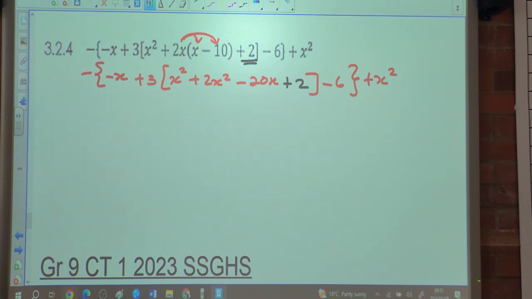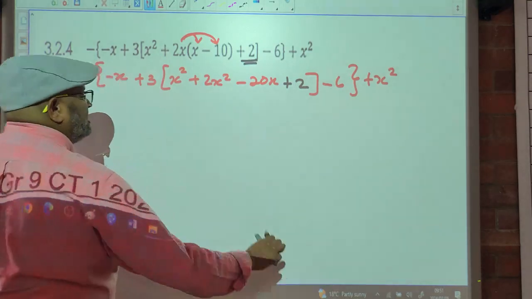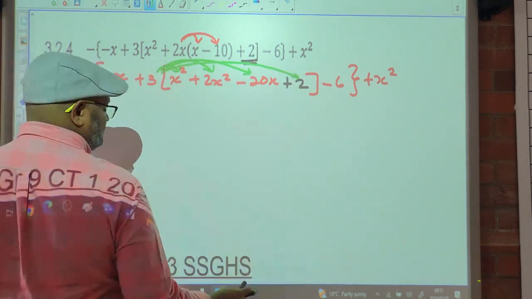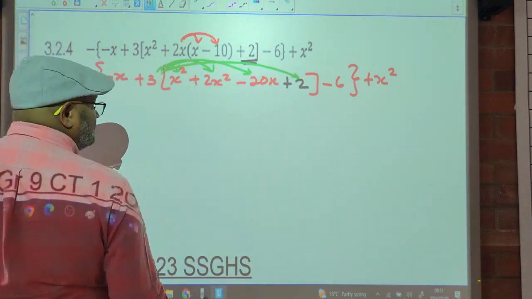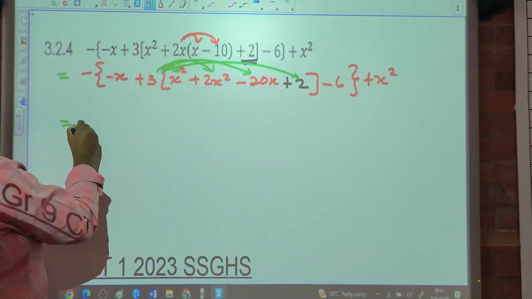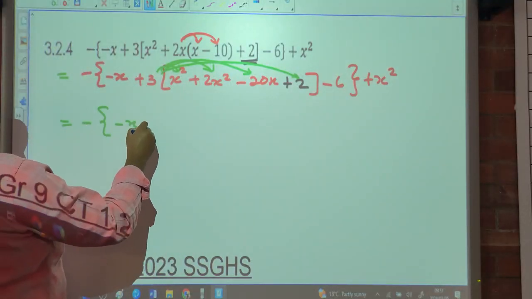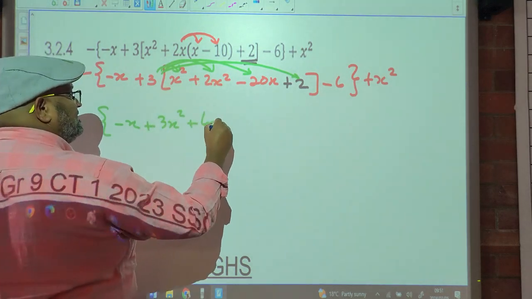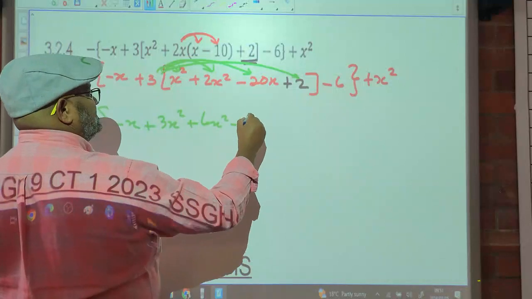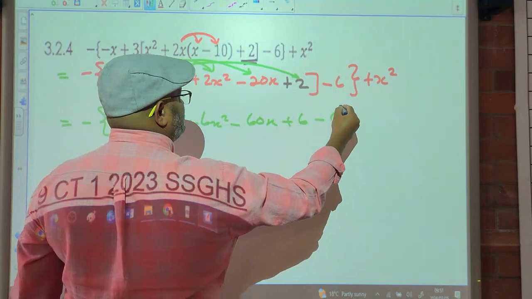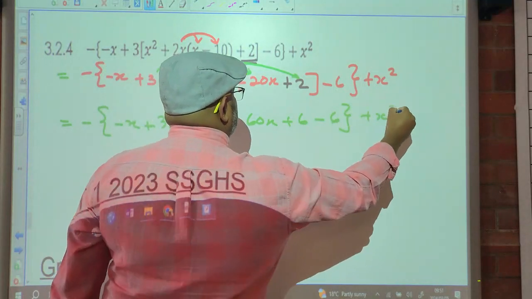Multiply the square bracket. Alright. Or we could have added like terms. Okay. Let's multiply in. What do we get? Negative squiggly bracket, negative x plus 3x squared plus 6x squared minus 60x plus 6 minus 6 squiggly plus.